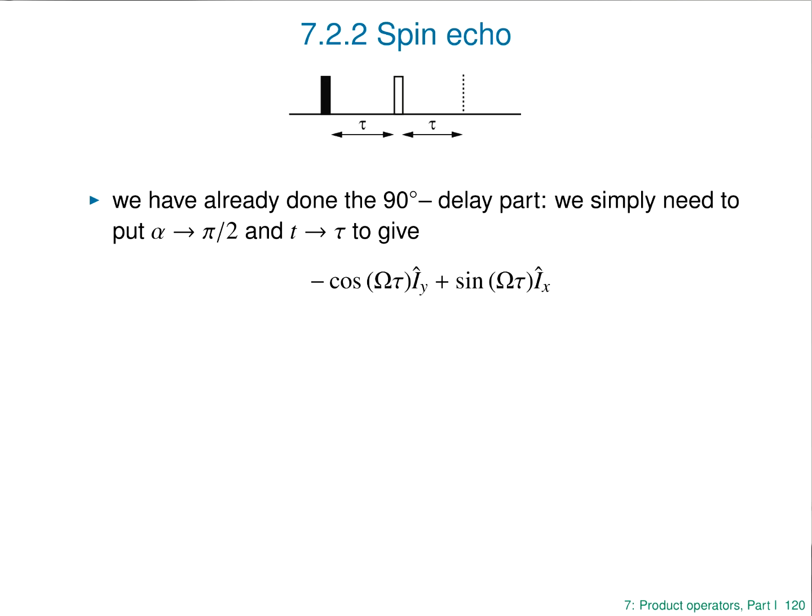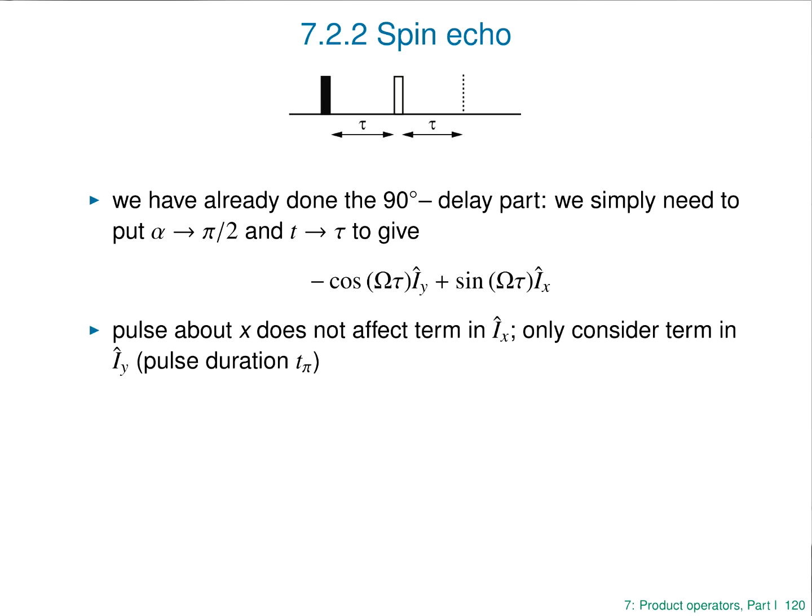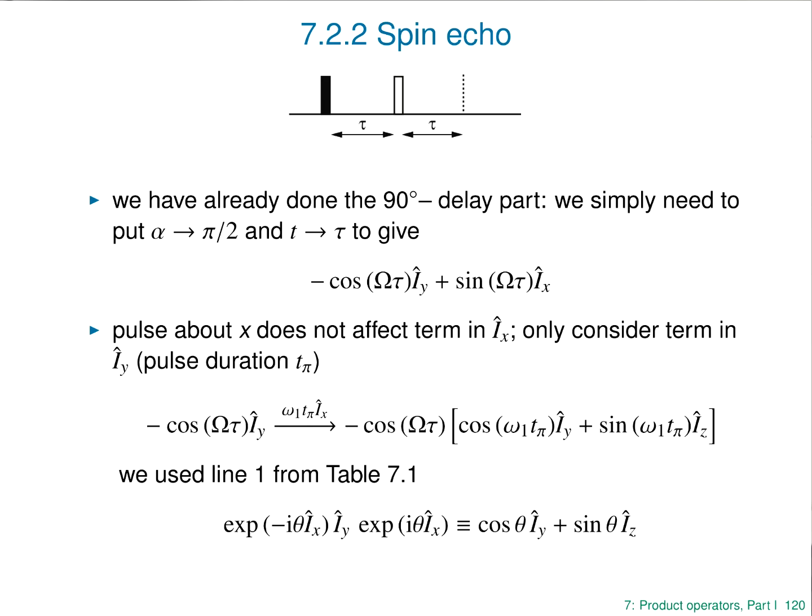So now we need to consider the next element in the spin echo, which is the 180-degree pulse. And this is a 180-degree pulse about the x-axis. And that means immediately we need to worry about the term in Ix, because a rotation about x will have no effect on that term. So first of all, we can forget about, for the moment, the sine omega tau Ix term. And we only need to worry about the cos omega tau Iy term. And I'm going to imagine that the duration of the 180-degree pulse is t pi. So we need to know the Hamiltonian and we need to know the time. So here we are using the arrow notation.